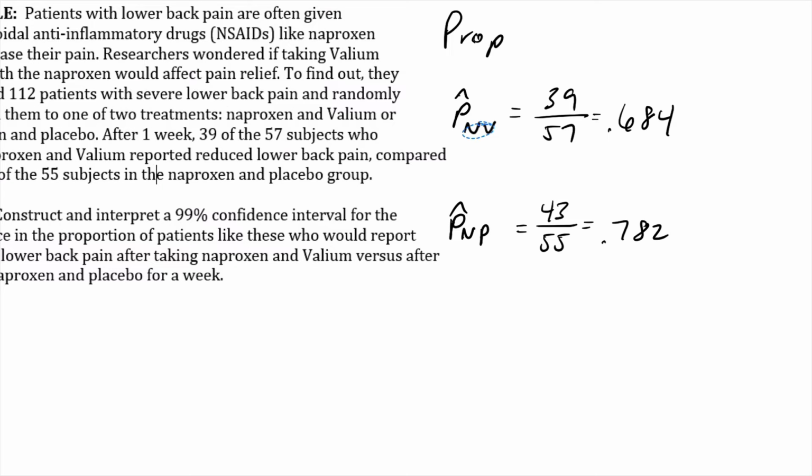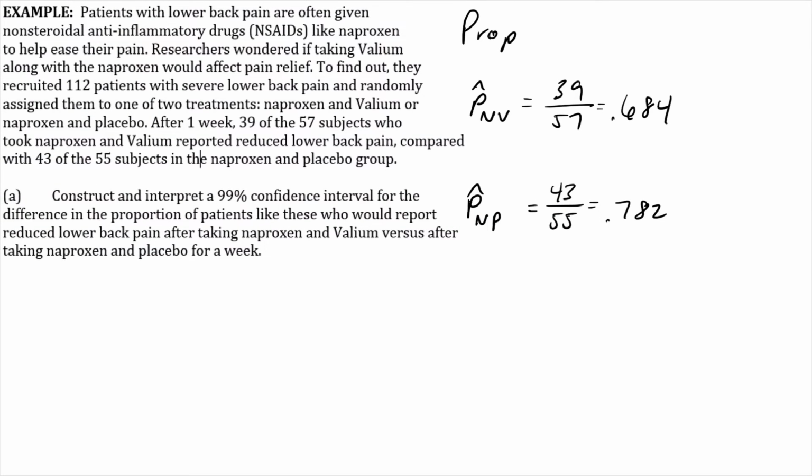Okay. Okay, here we go. Good, that's one thing. What's next? What else can we pull out? No, yeah, N, NV, N, NP. Good. We're going to need that too. There you go. 57, 55, the number in the sample. Good. 99% confidence interval, definitely going to be important.